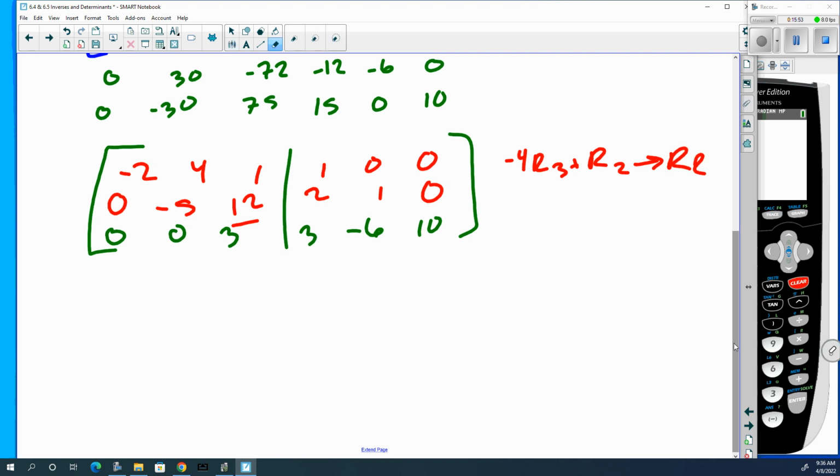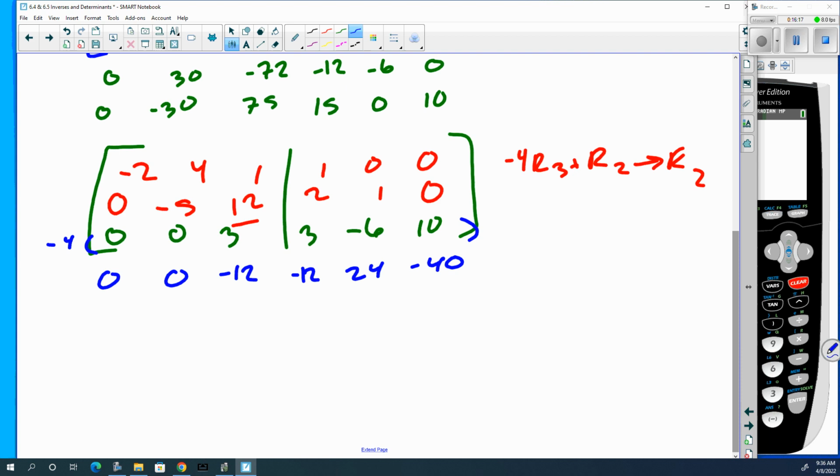That should be a 2 right there. That still doesn't look like a 2. So multiplying the bottom row by, say, -4, I get 0, 0, -12, and then -12. -4 times 6 is 24. -4 times 10 is -40. Now I'll add the middle row with this new bottom row.